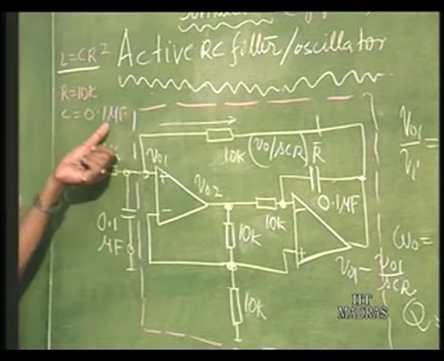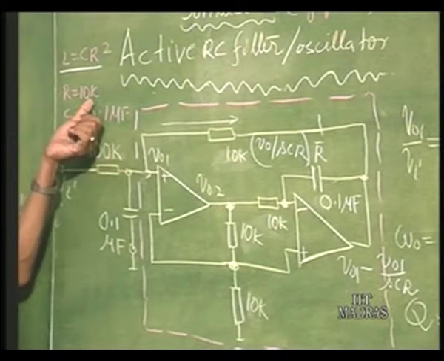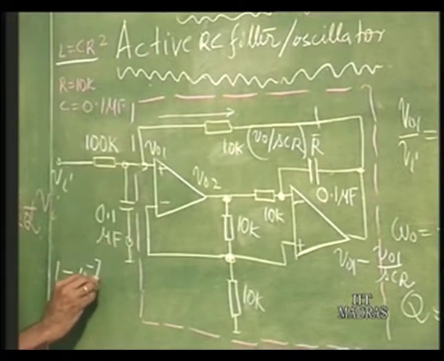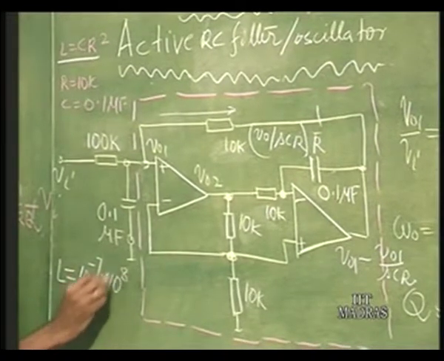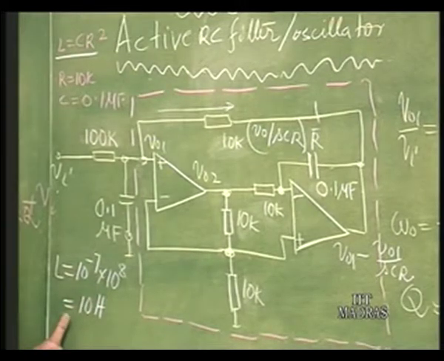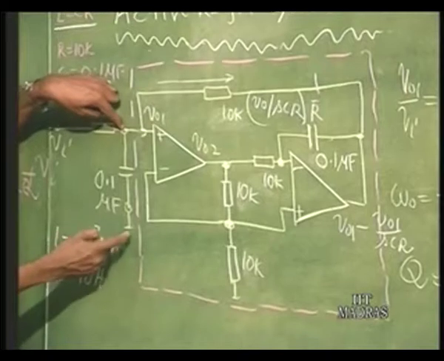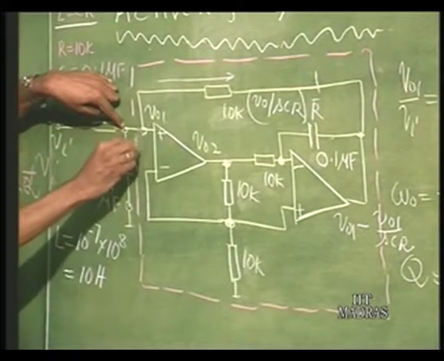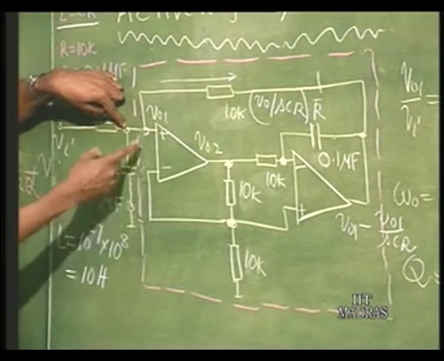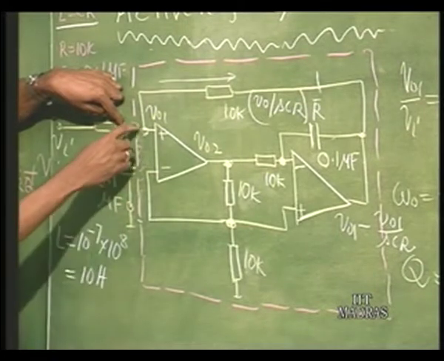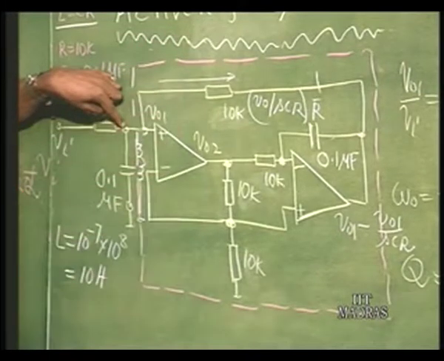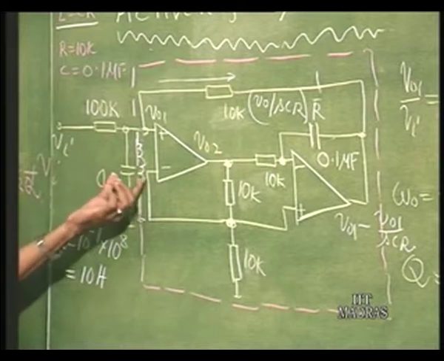C in this case is 0.1 microfarad, R is equal to 10 K. So, it will now simulate an inductor L equal to 10 to power minus 7 into R squared 10 to power 8, which is actually 10 Henries. 10 Henries of inductor is simulated from here to ground. That is therefore going to have a capacitor across it. So, you have an L which is 10 Henries from here to ground, that is simulated by this circuit, and a C across it. This is called a tank circuit.